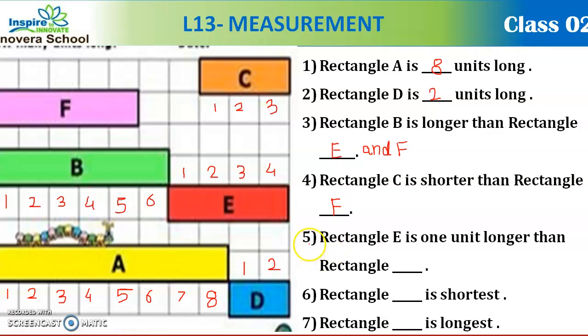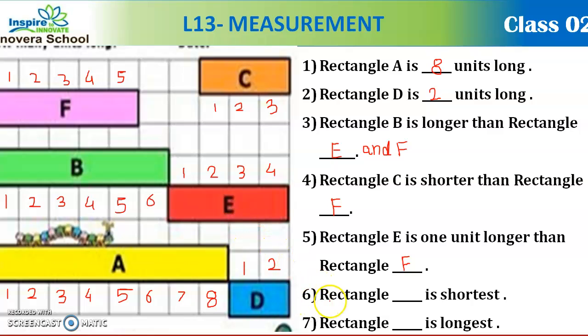Okay. Now the fifth one. Rectangle E is 1 unit longer than rectangle dash. Here is rectangle E. Which one is longer? Here is F. The answer will be F. F has one more block compared to E: 1, 2, 3, 4 and 5. And E has 4 blocks.